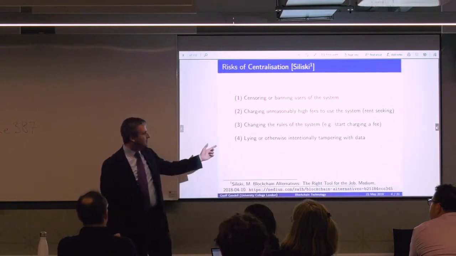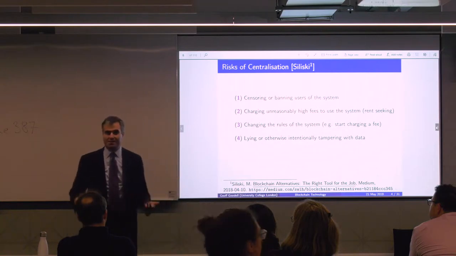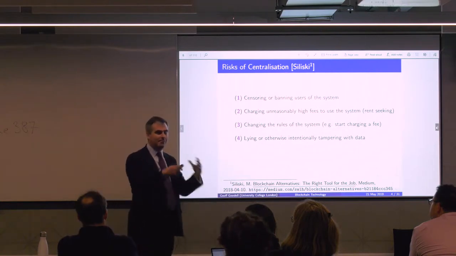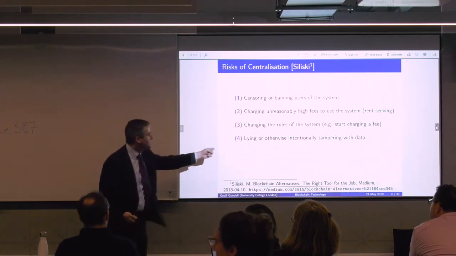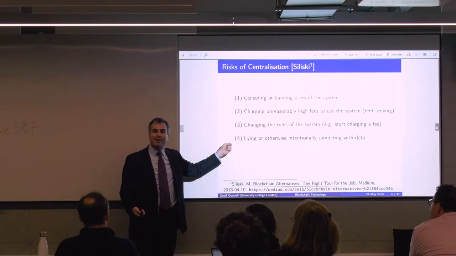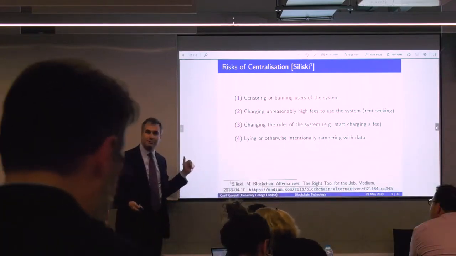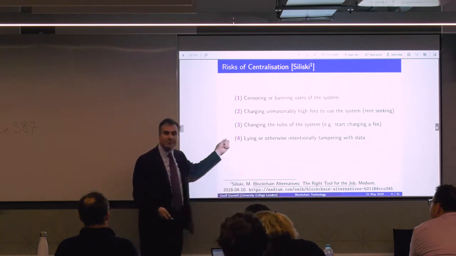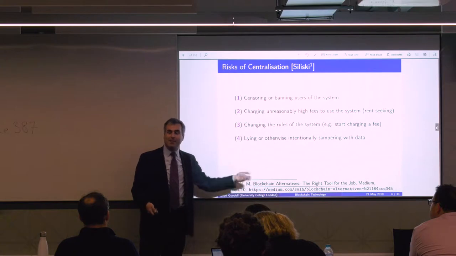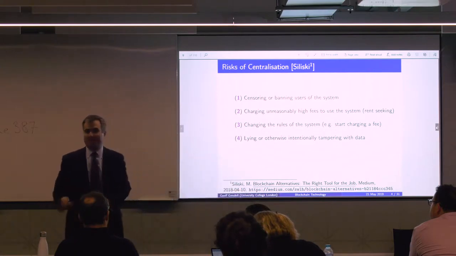Fourth, the central point might lie or tamper with the data in the system. So if we're talking about systems for the purpose of collecting and aggregating data, if you're sitting in the center of the system, you can change the state of the world. So we talked about the ledger from before and how that represents a world state. Well, if you're in the center of a centralized system, you can actually make the ledger, the state of the world, reflect exactly what you want, even if that's not true.